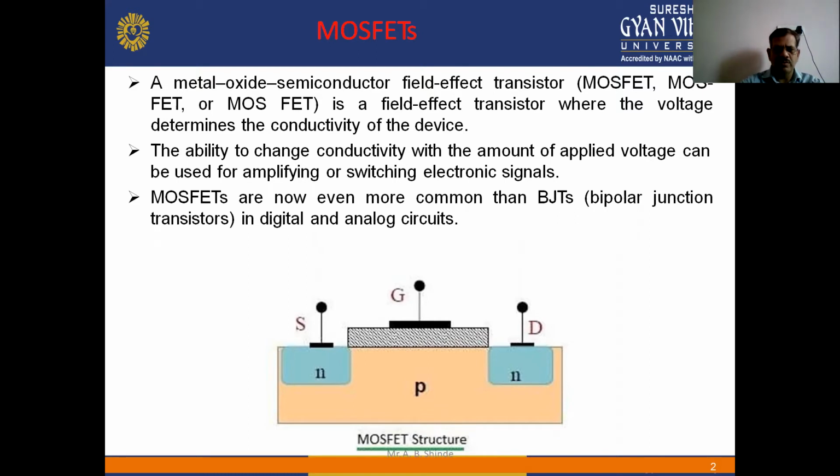This is the diagram of the MOSFET structure in which three terminals are there: source, drain, and gate, and also one p-type substrate here. So this is the simple MOSFET structure.